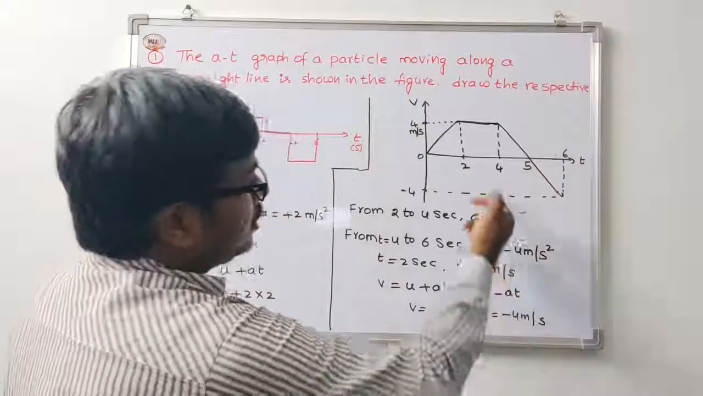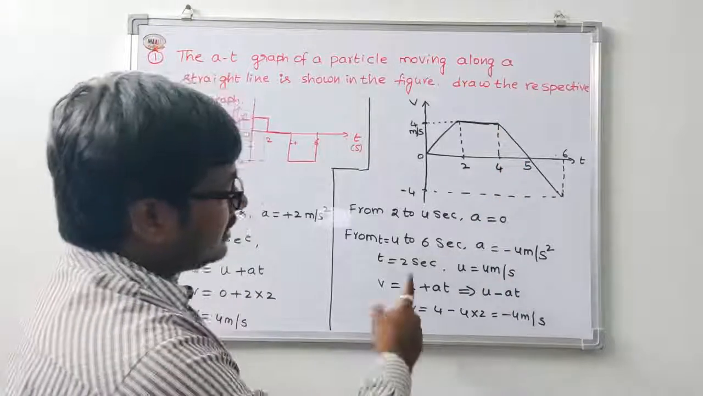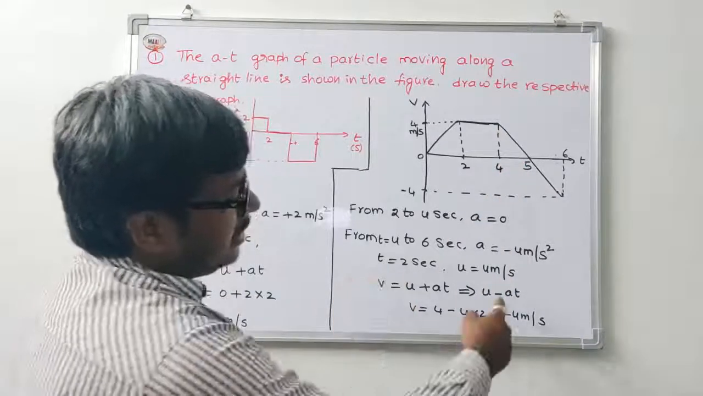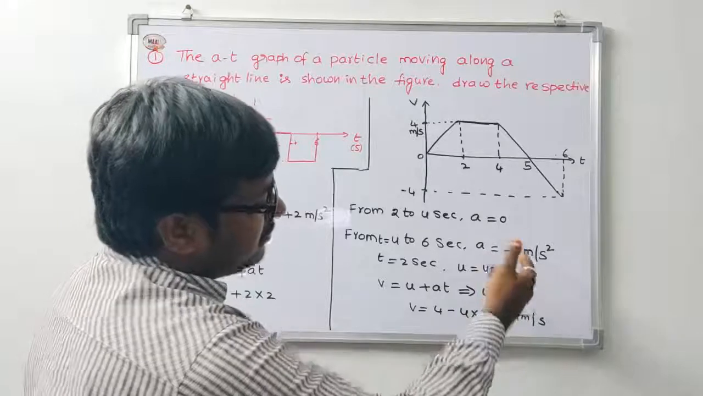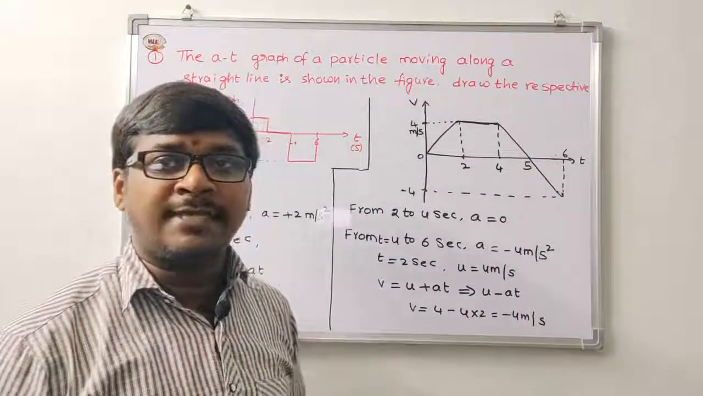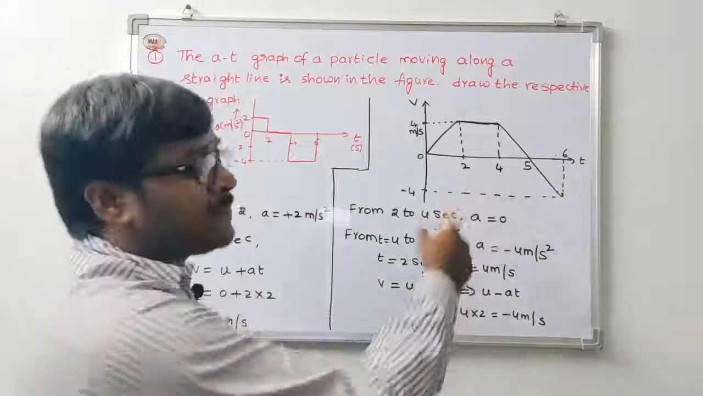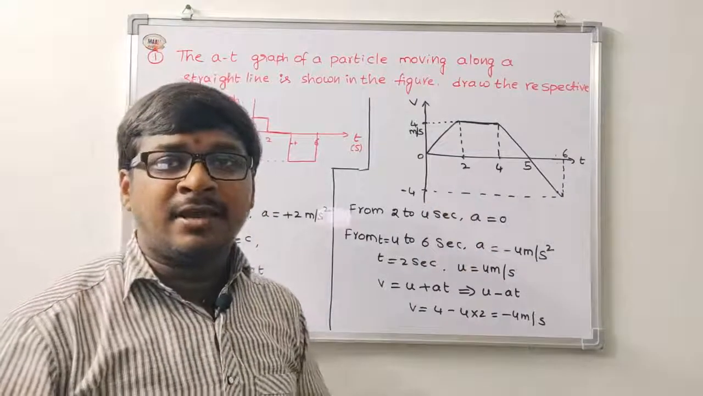Then u is equal to 4 meter per second, that is the initial velocity. The time is 2 seconds and acceleration is minus 4. 4 minus 8 is equal to minus 4 meter per second. This is the respective velocity time graph.